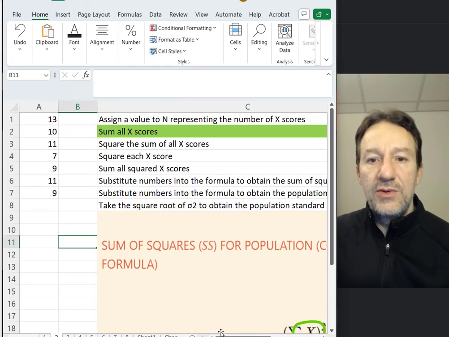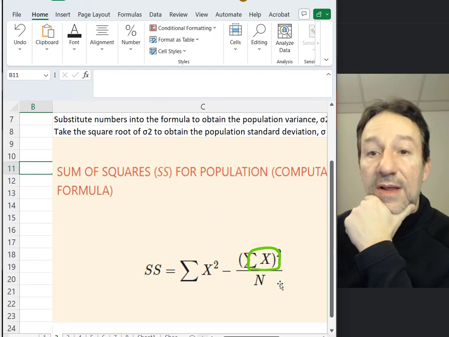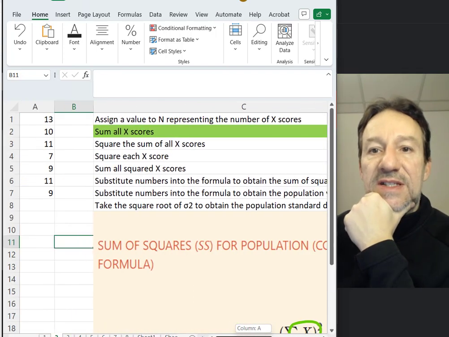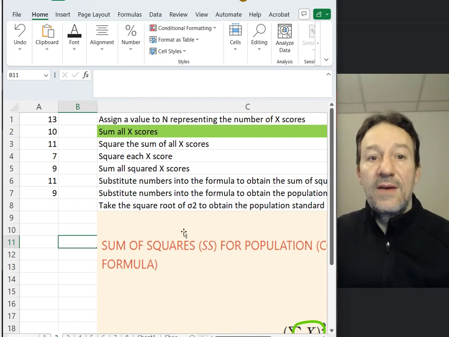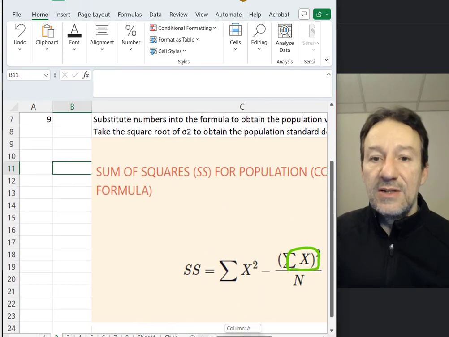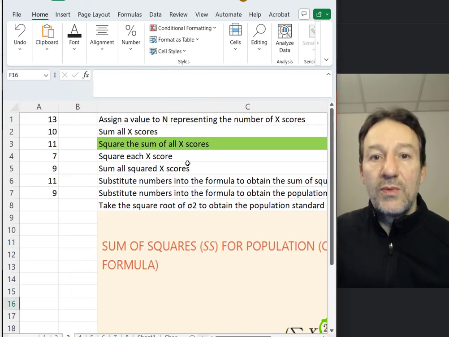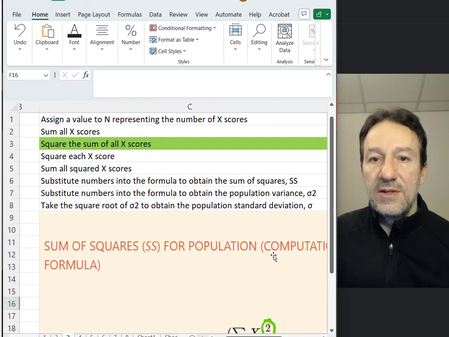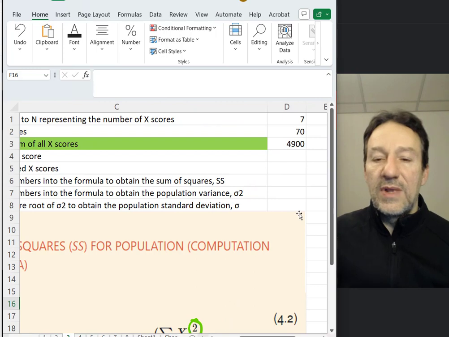On step 2, we are going to get the sum of all x scores, which is going to be 70. So all we've done is add 13, 10, 11, 7, 9, 11, and 9 to get 70. So you can see that this is the sum of x, adding all those together. The third one, we're going to square the sum of the x scores. So that's this part right here, the square. So we're going to take that 70 times 70, 4,900.